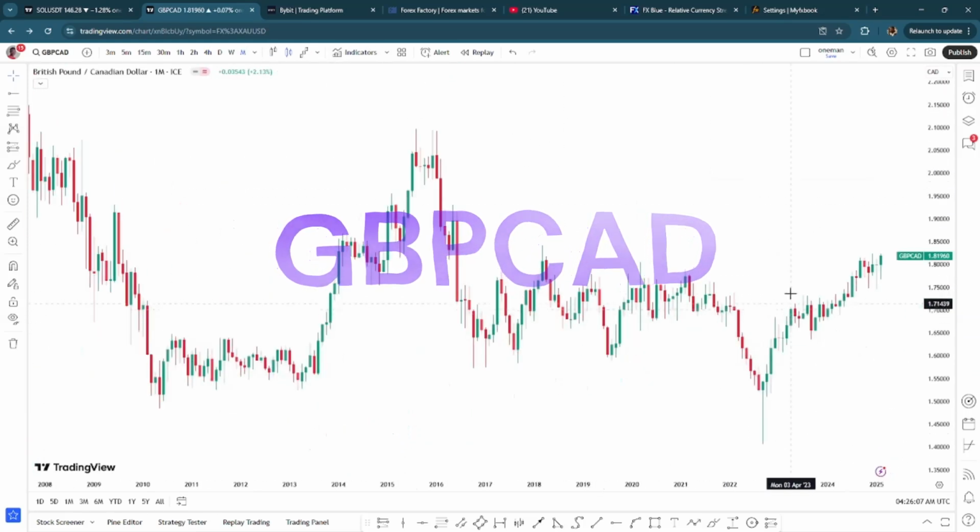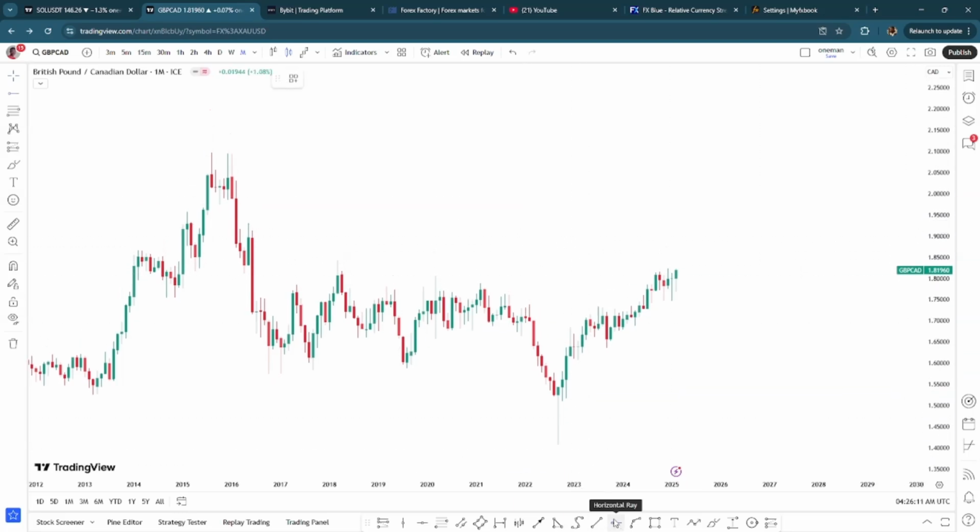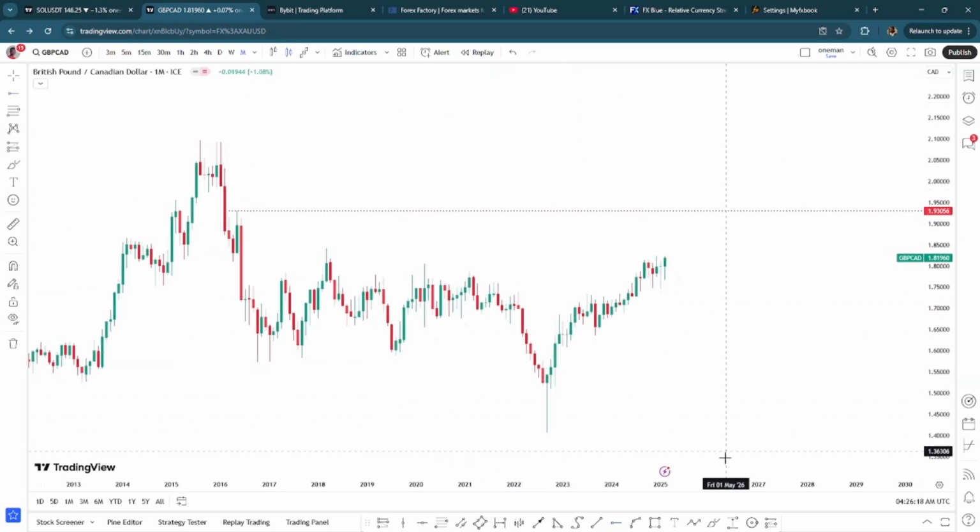Let's do a complete analysis on GBPCAD, starting from the monthly time frame. As usual, we map out our pivotal points on the monthly time frame, identify the trend, and trade in the direction of the trend into a pivotal area or a supply area.